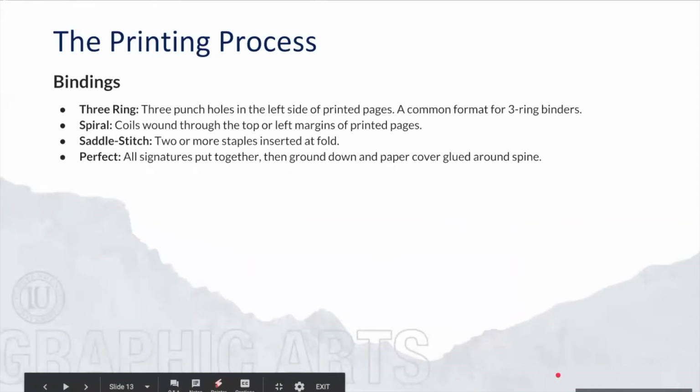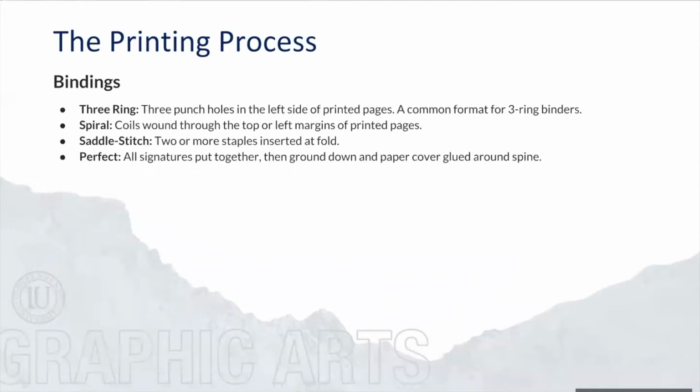There are a couple of different ways that things can be bound. There's a 3-ring bind, which is exactly what it sounds like. Think of those 3-hole punches that you probably saw in elementary school. I feel like everybody's teacher had a 3-hole punch, or every school had a 3-hole punch somewhere in the office, right? That's a common format for those 3-ring binders, but you can have things printed that way.